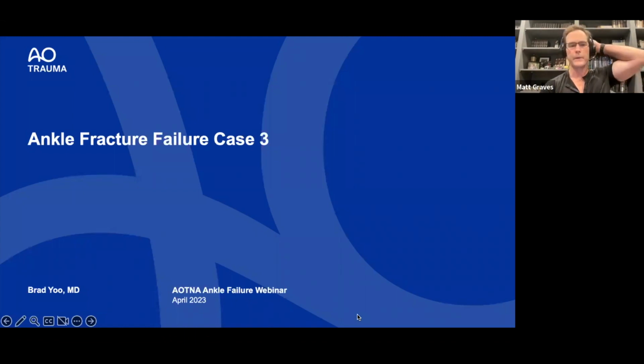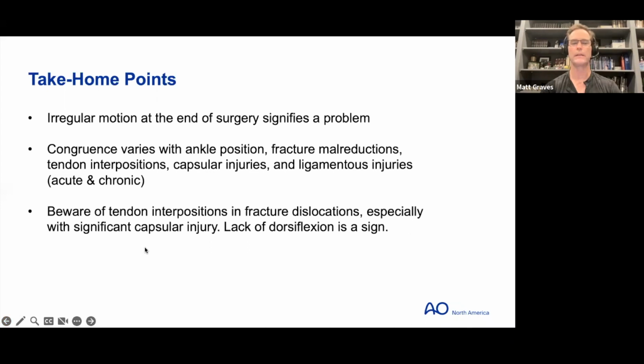But excuse me, I'm going to go back one. That definitely is something that you should think about: soft tissue problems associated with the surgery that you've done. Is there an interposed tendon? Is there a fracture malreduction? Is there a capsular injury in the joint? Is there a ligamentous injury even after you fix the bones anatomically, which is allowing the talus to translate and become non-anatomic? So beware of these problems.